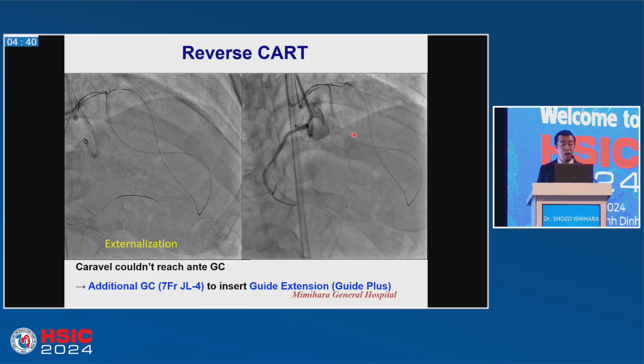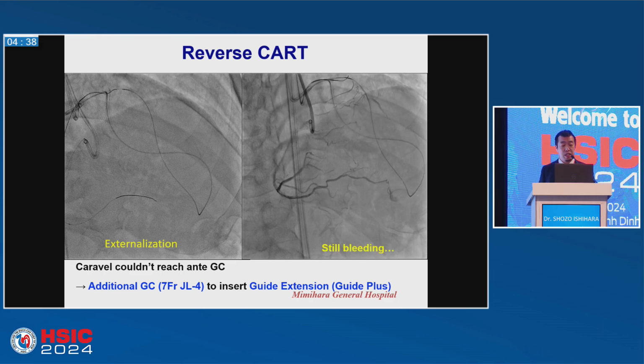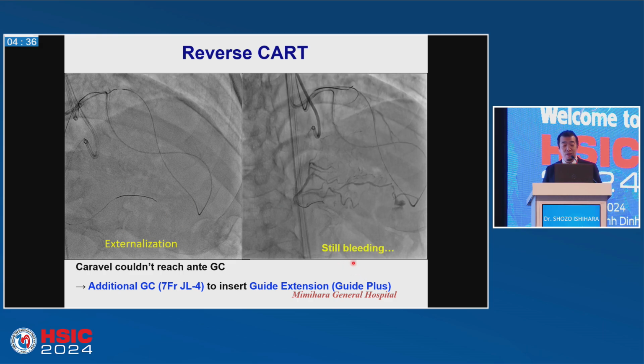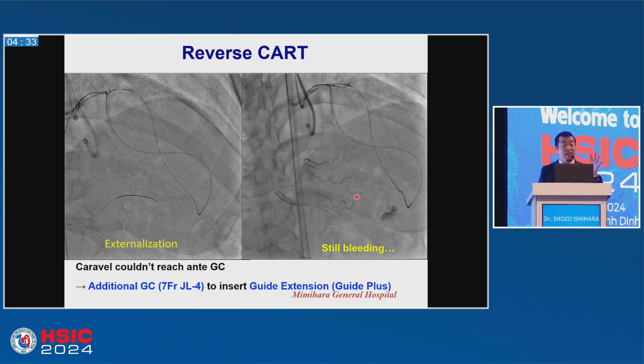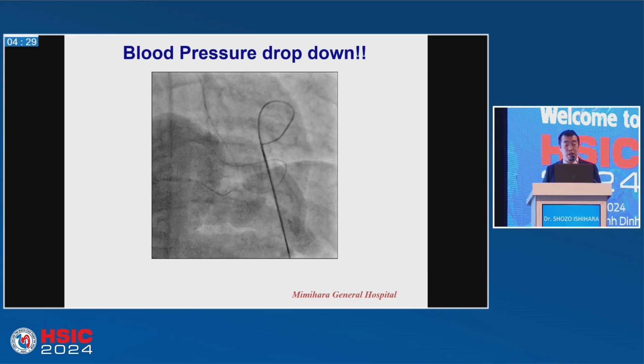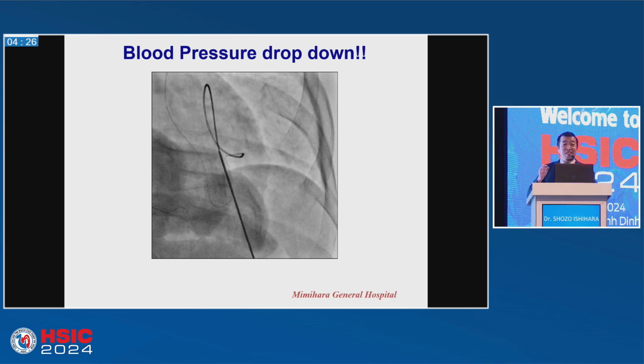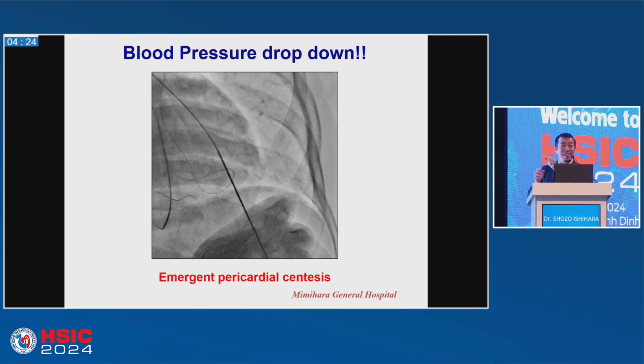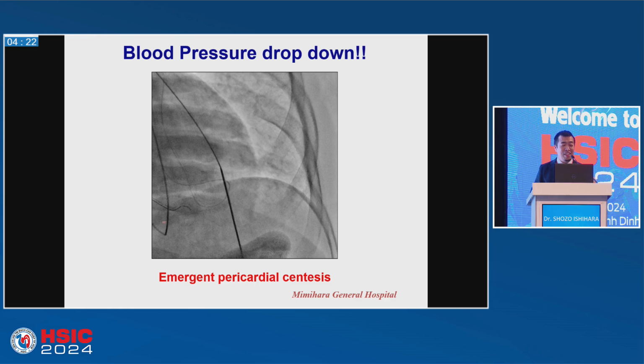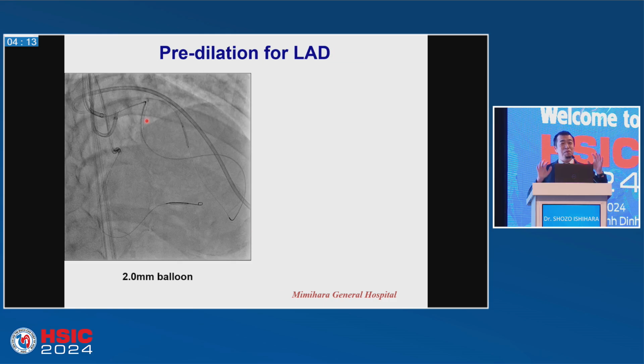And so we performed the externalization. At this point, we checked the bleeding. After deflation, there was still bleeding, still continuing. After we deflated the balloon and checked the contrast, at this timing the blood pressure dropped down, and we had to do pericardiocentesis and drainage. After drainage, the patient was stable, so we continued to perform the LAD PCI.